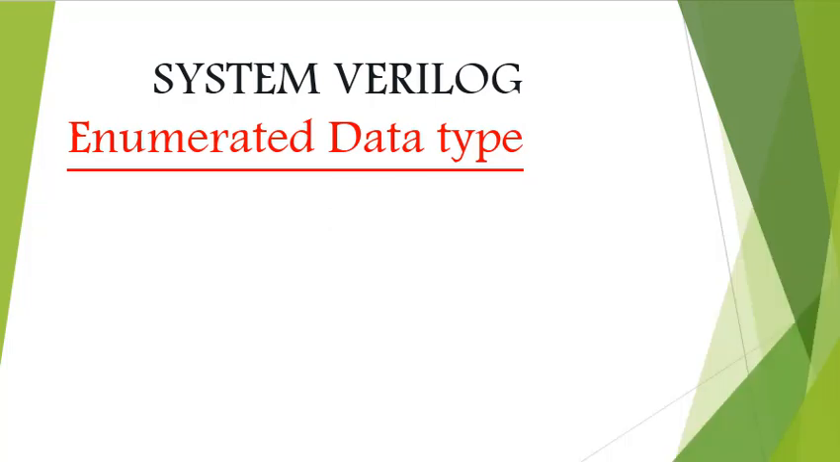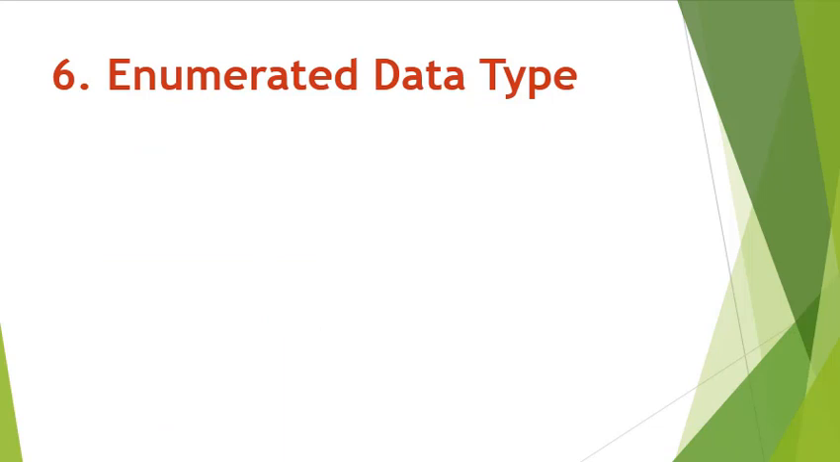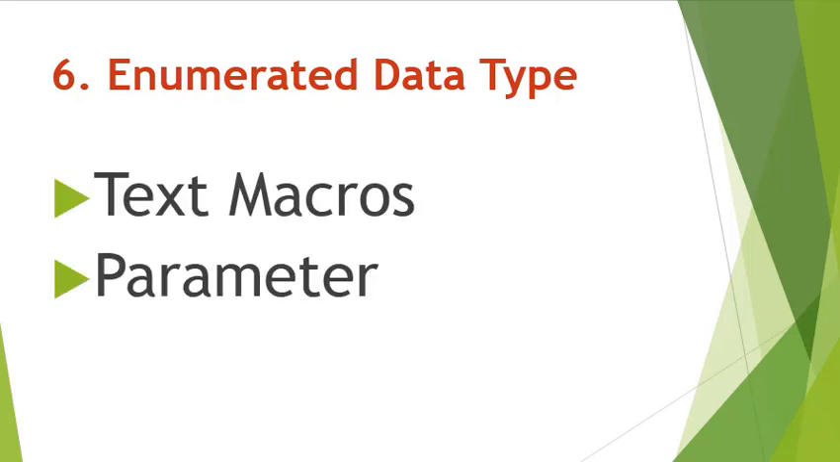Today we are going to discuss the SystemVerilog enumerated data type. In SystemVerilog, data types are classified into 9 major categories that are presented in the slide. Among these, the sixth type is the enumerated data type. Before discussing the enumerated data type, we should know about text macros and parameters, because the enumerated data type has been derived from text macros and parameters.